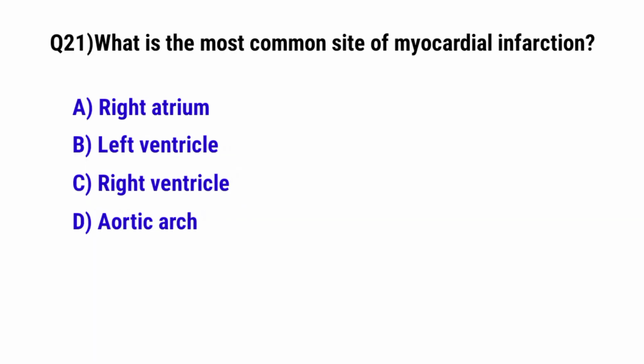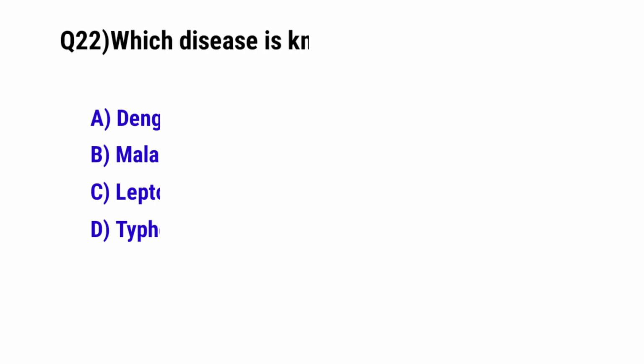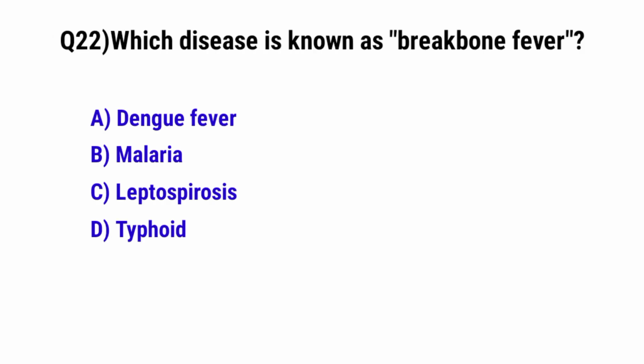Question number 21. What is the most common site of myocardial infarction? The correct option is B. Left ventricle. Question number 22. Which disease is known as breakbone fever? The correct option is A. Dengue fever.